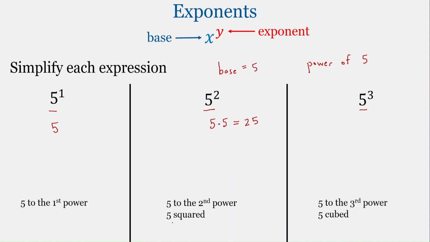Now 5 to the second power, commonly the term squared is used for second powers. So this is 5 squared. Now the term squared comes from geometry. Let's imagine we have a square that has 5 rows and 5 columns. So if we counted up these little boxes inside the square, we'd have 5 times 5, which is 5 squared, or 25 boxes.